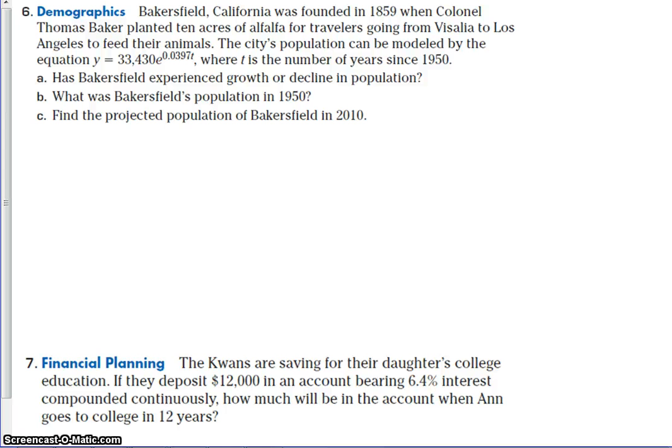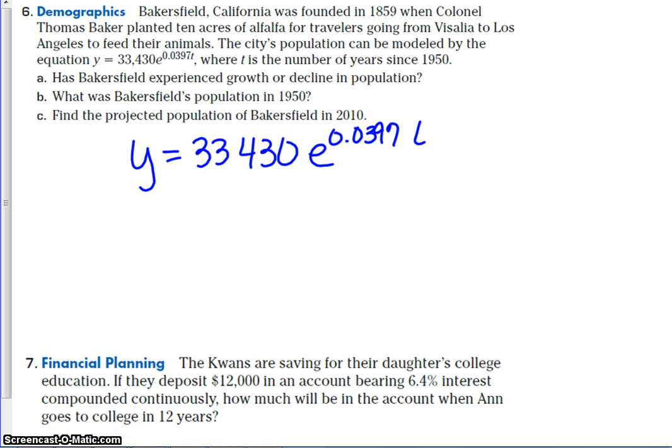So the first question is, we have this equation: y equals 33,430 times e to the 0.0397t. This is an equation that Bakersfield came up with. Because our k, shown right here, is positive, we know that we're dealing with growth. Remember how this is our starting value right here as well? Well, that starting value is where it would be when this particular value starts. So in 1950, it says what is the population in 1950? Well, that was our starting value.